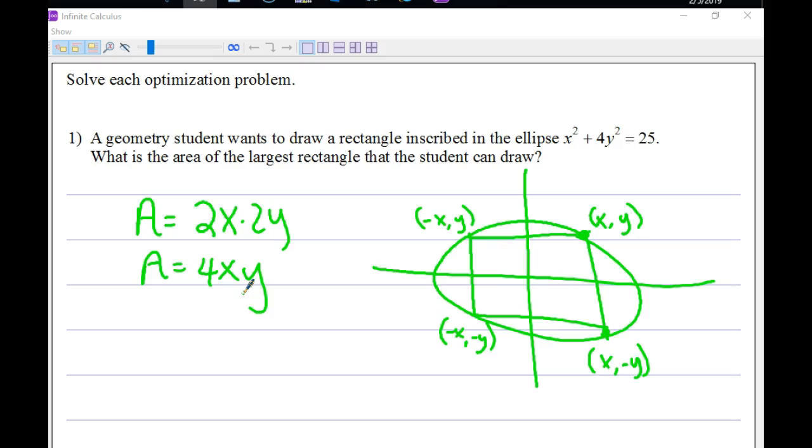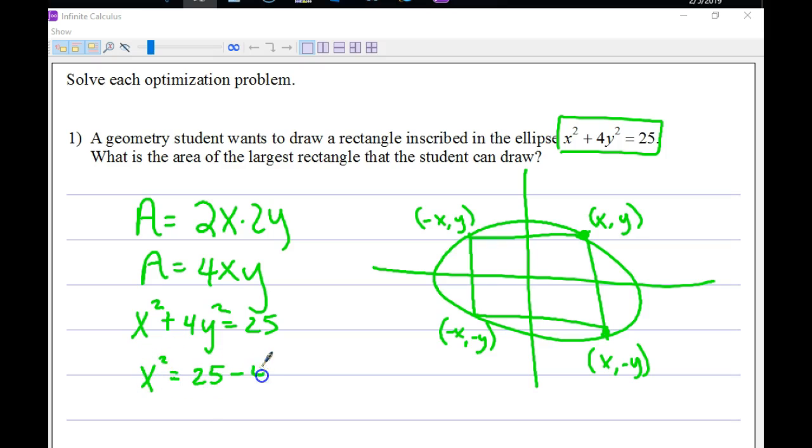Now our secondary equation is what's limiting the size of our rectangle. Well, it's the ellipse. So this is our secondary equation. Okay, so we need to get a variable by itself. I think in this particular equation it would be easier to get the x by itself. So I would minus 4y squared on both sides. And then I would take the square root.